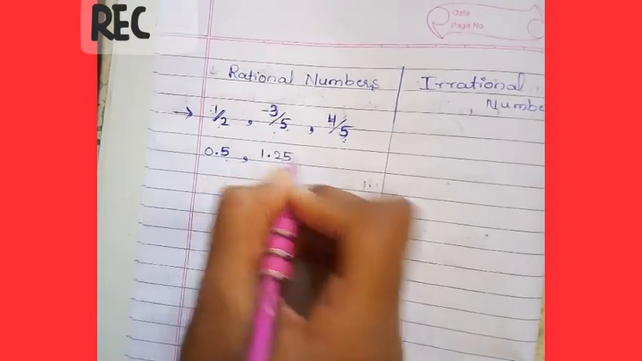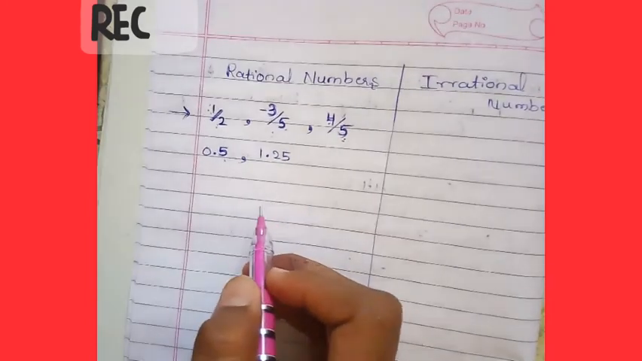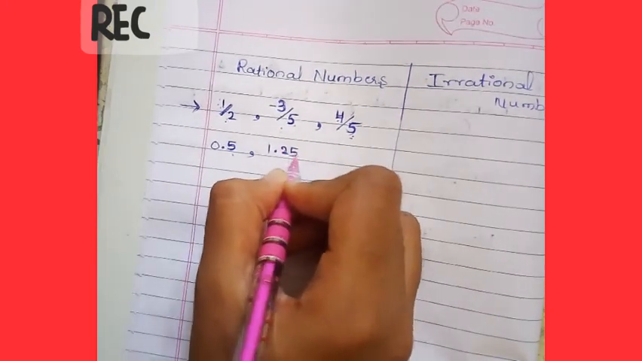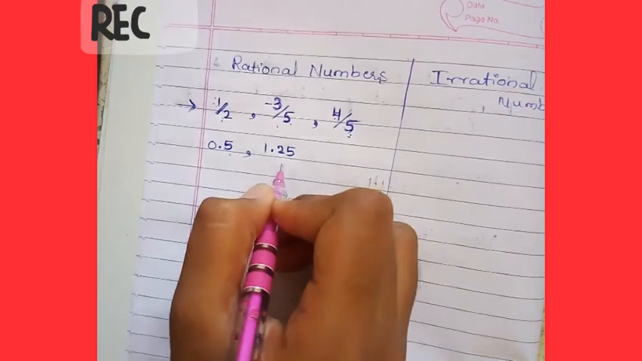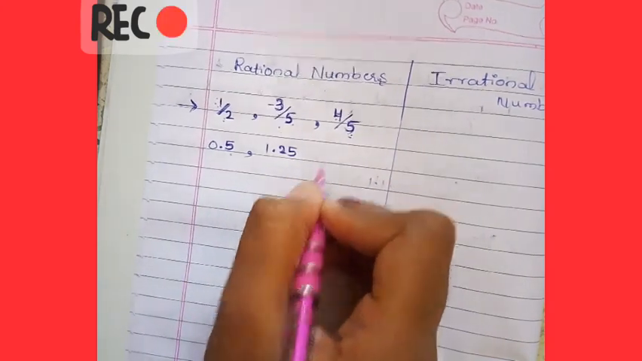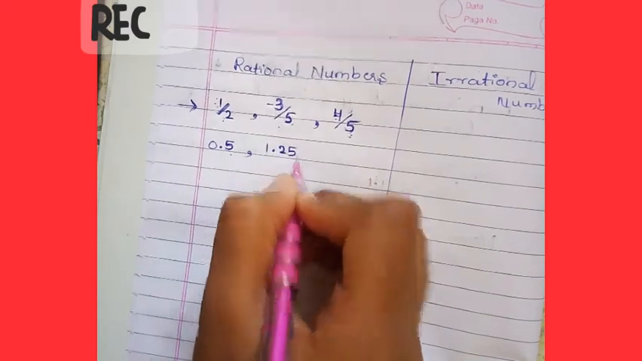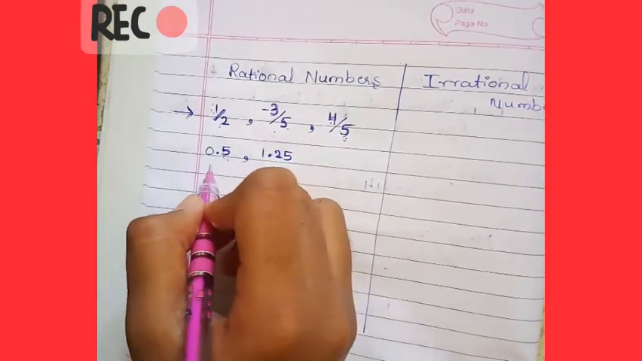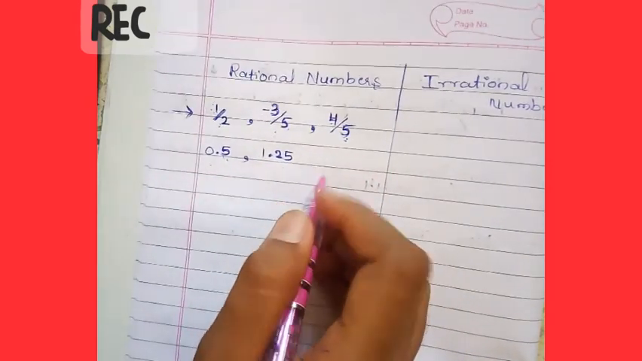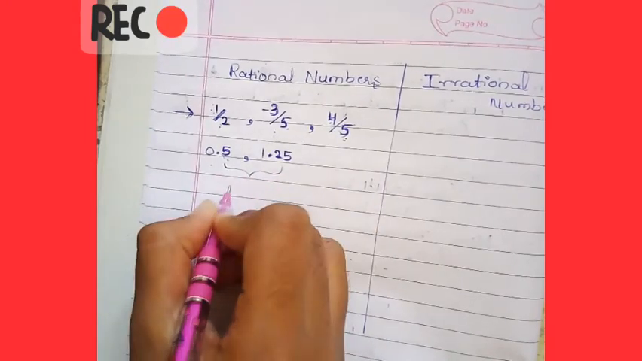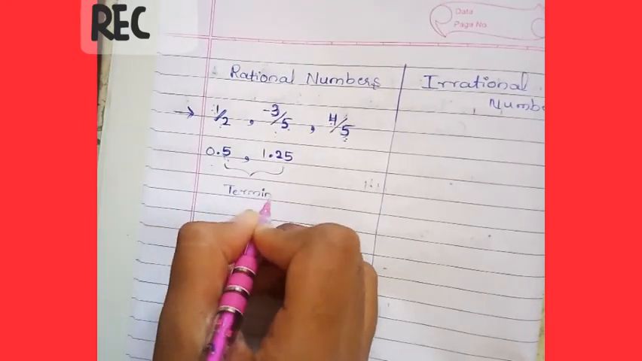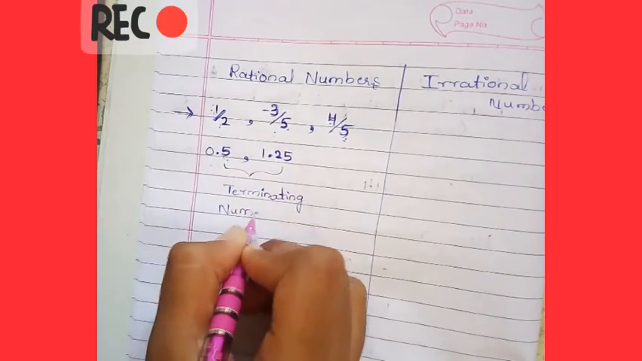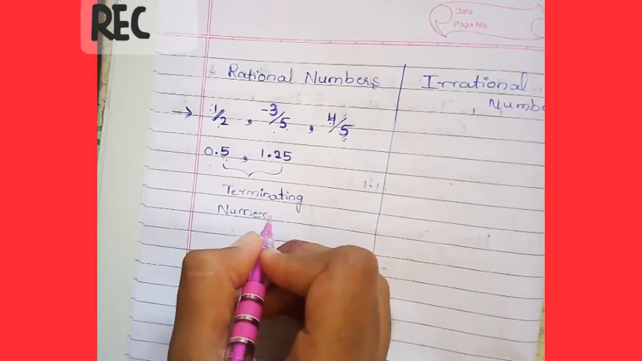Second example, let's take 1.25. Is this a rational number? Yes. Why? Because this also doesn't go on and on, and this is a finite number after the decimal point. Both of these are terminating numbers. So terminating numbers are rational numbers.